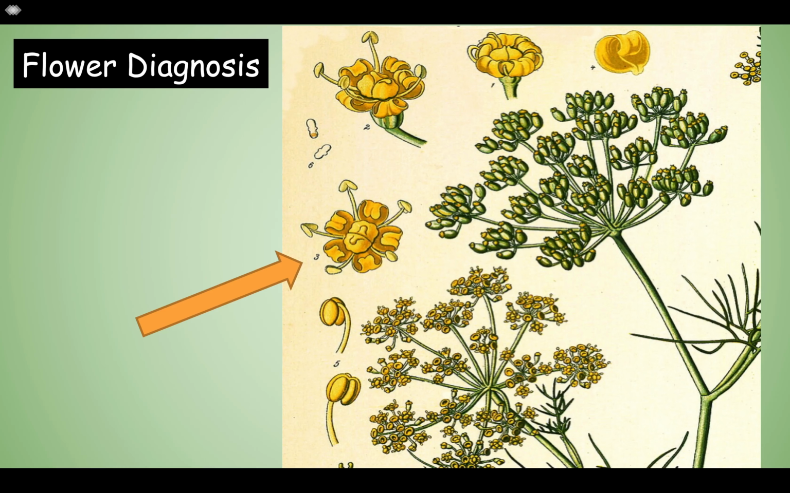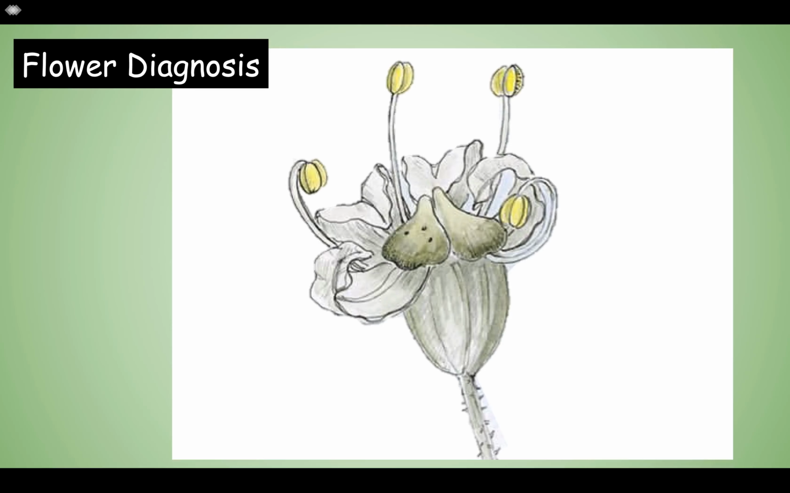If we look at figure 3, we can see that no matter how you cut this flower, it will always be symmetric. This type of symmetry means that it has actinomorphic symmetry. In this more up close diagram, a kind of dissection of this flower, we can see that it's a complete and perfect flower. So what does this mean?